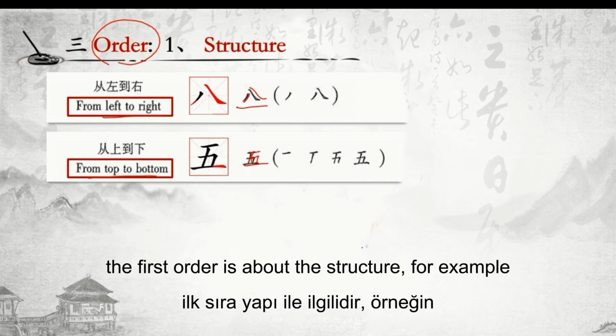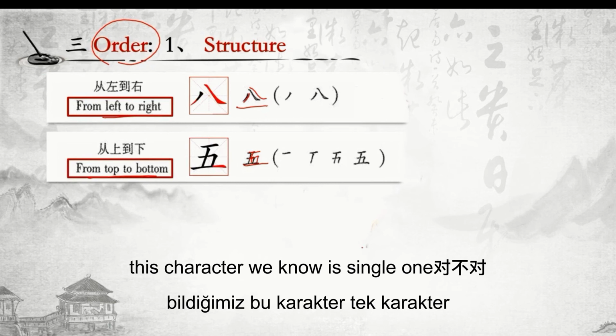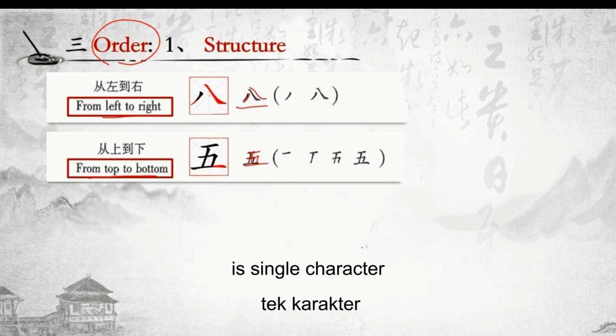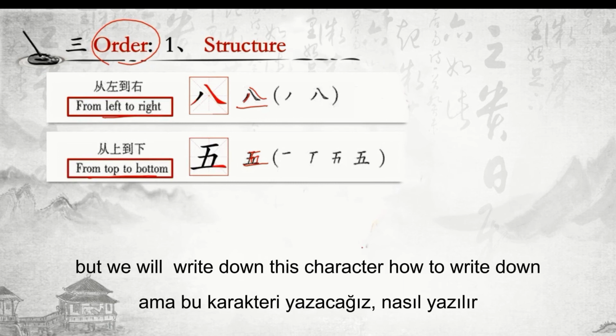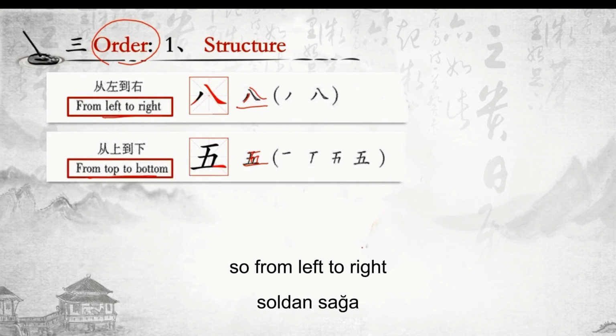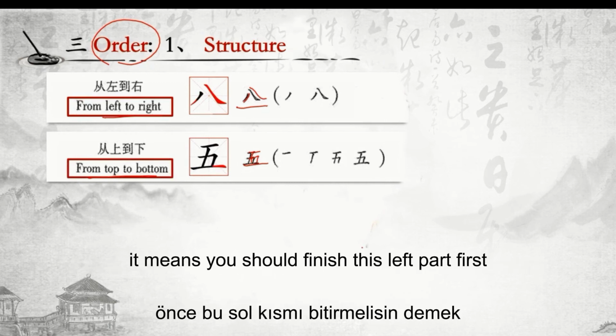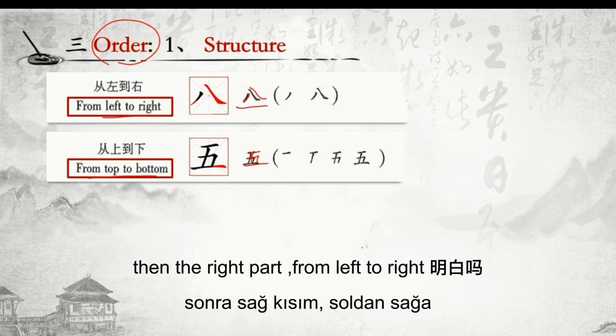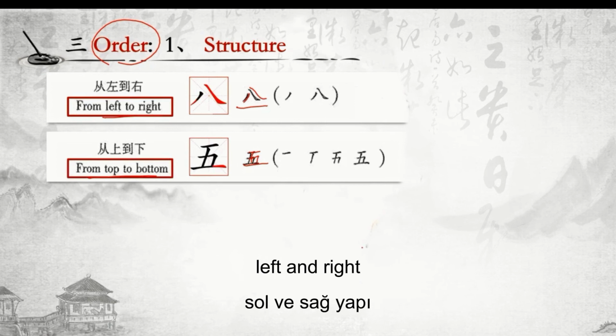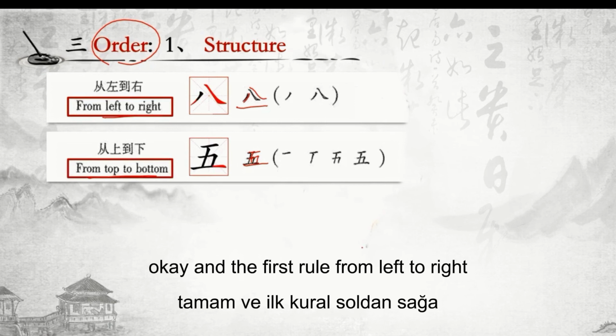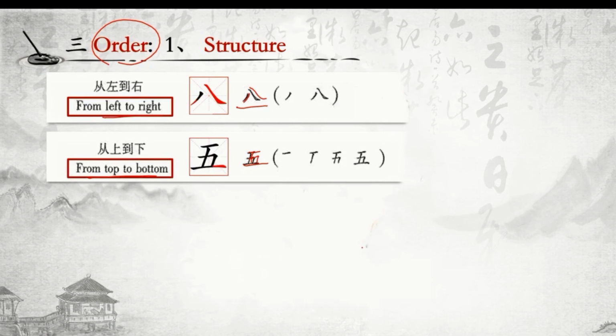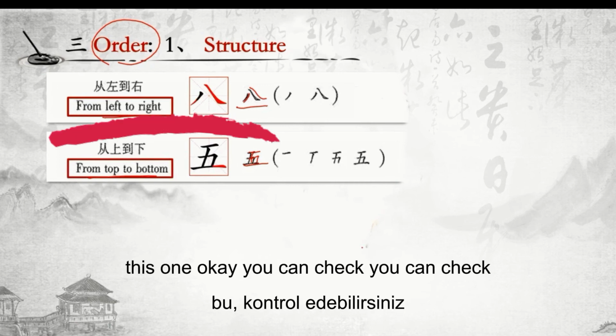The first order is about the structure. For example, this character we know is a single one, 对不对? Is single character. But when you write down this character, how to write down? What's the order? So from left to right. It means you should finish this left part first, then the right part. From left to right. 明白吗? Left and right. Okay. And this the first rule from left to right. This one. Okay, you can check.